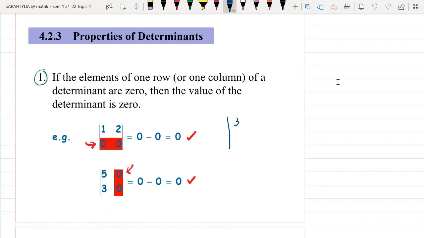I have 3, 2, -1 and then second row 0, 0, 0. After that 4, 5, 7, let's say. Because our second row, all entries are 0 here, straight away from there, we know that our determinant will be 0. Tak perlu kira. Kalau awak nak kira pun boleh lah, awak tahu juga dapat jawapannya kosong, tapi buang masa. Okay, that is property number 1.